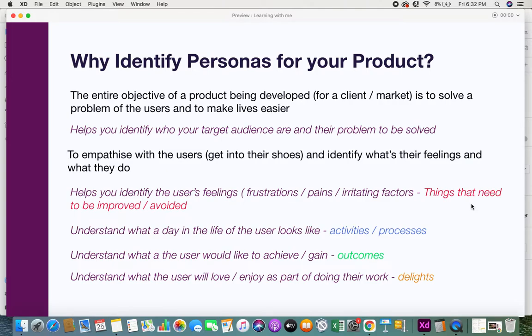The next one is that you'll be able to understand what a day in the life of the user looks like. Here you'll be able to identify the activities and processes that they go through. For example, you want to provide a tool for HR management, payroll management.